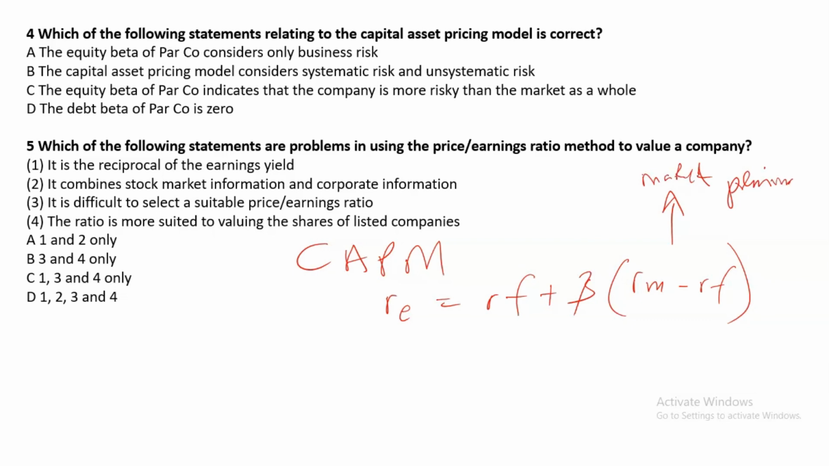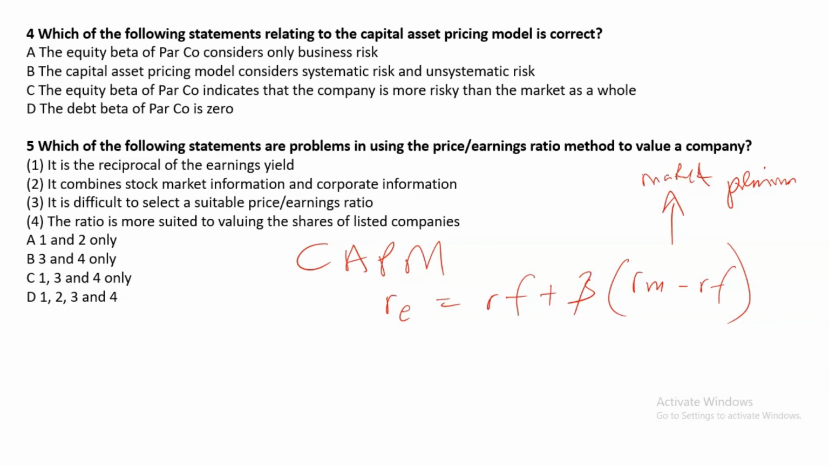So sometimes the examiner simply tells you that the market risk premium was so much, and do not make a mistake of replacing the Rm with the market risk premium. They are different things, okay. The Rm is sometimes called the return on the market or something like that. Okay, so that's the idea there.